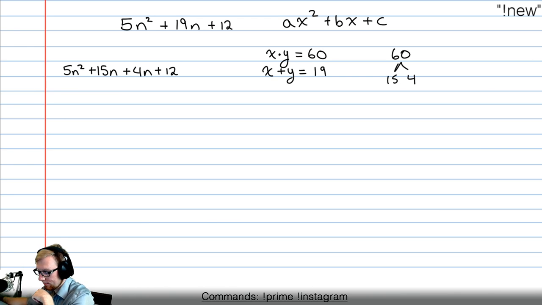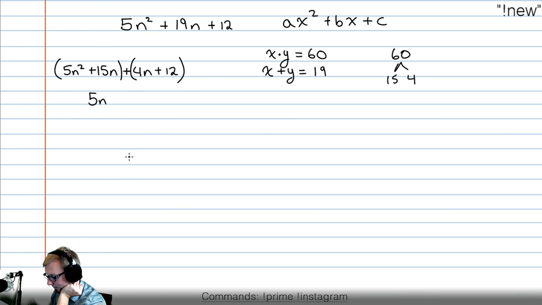So you group the 5n squared and the 15n, and you group the 4n plus 12. Then you take out your greatest common factor, which is 5n. When you divide things out inside the first parentheses, you get n plus 3. From your second parentheses, your greatest common factor is 4. 4 divided by 4 is n, and 12 divided by 4 is 3, so n plus 3.